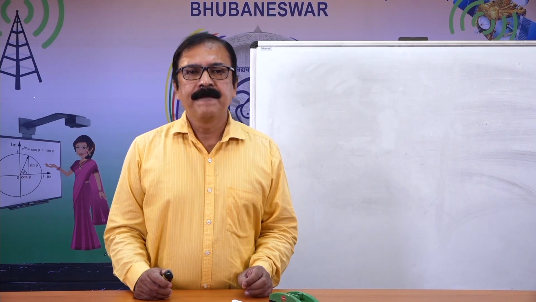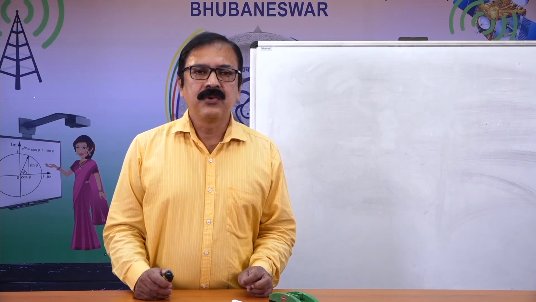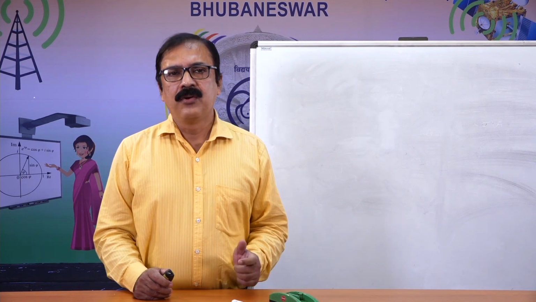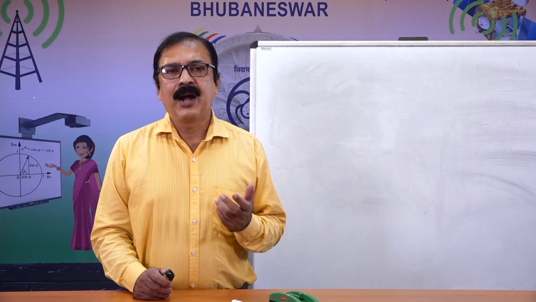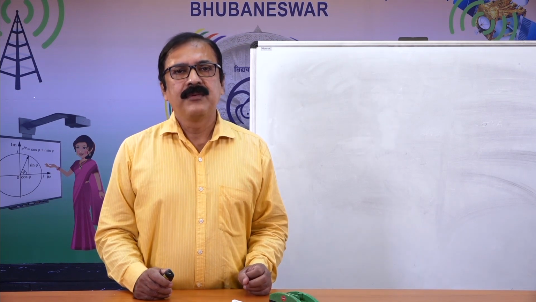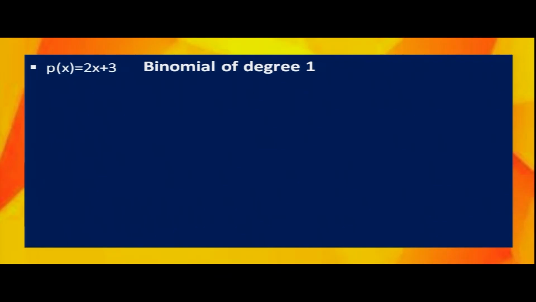Next, we see that p(x) is equal to 2x plus 3. This is another polynomial. What is the degree of this polynomial? The degree is 1, because the power of x is not given, which means its power is 1. So it is called a linear polynomial. Why it is called linear polynomial will be discussed later.